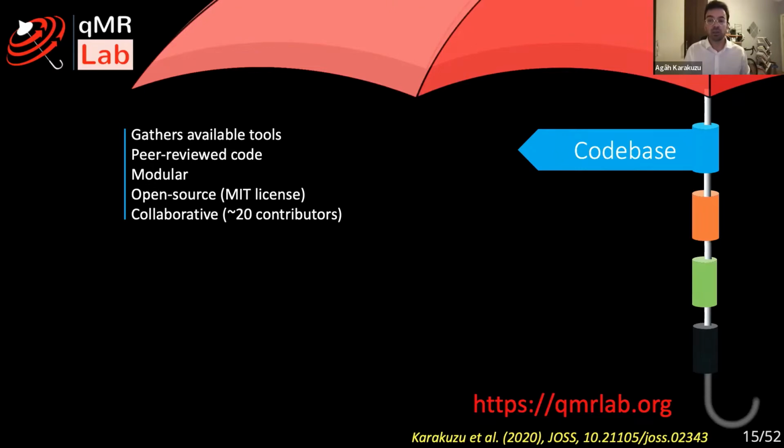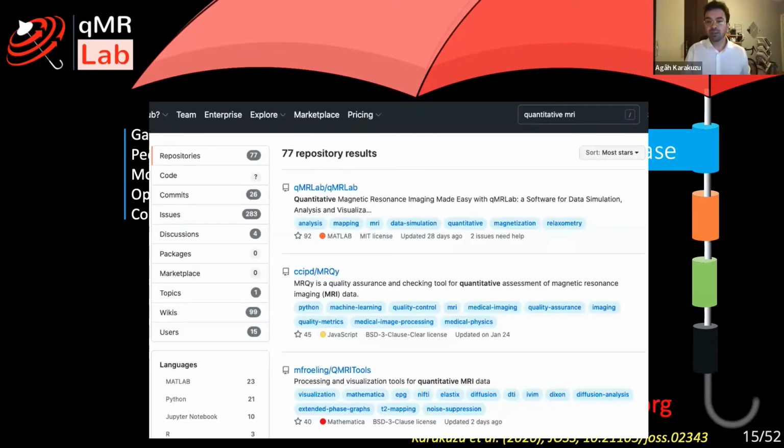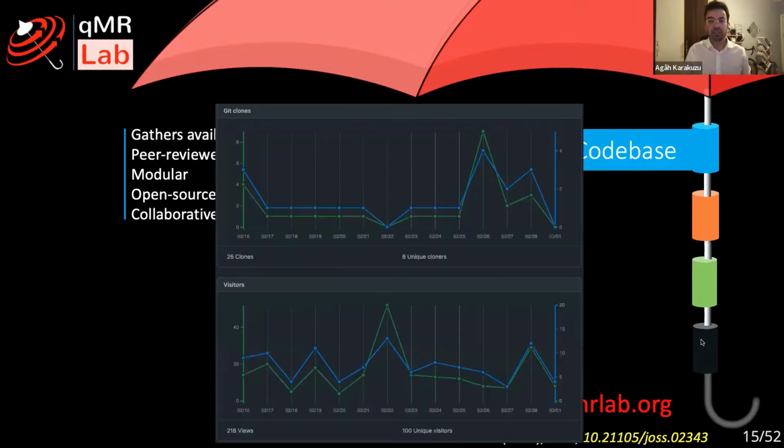And it comes with comprehensive documentation, both for users and developers, along with example datasets. The user documentation includes online executable tutorials, which are generated as part of qMRLab's release pipeline. If you go to GitHub and search quantitative MRI, you'll get 77 results, and qMRLab comes at top with 92 stargazers. It is downloaded 430 times on MATLAB File Exchange, and with, I guess, 8 unique clones and about 100 new visitors in the last 2 weeks on GitHub.